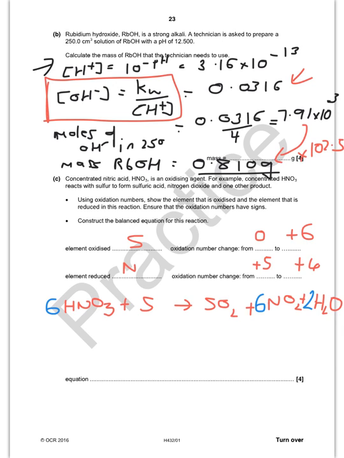Now, because there's one hydroxide in one rubidium hydroxide, that is also going to be the concentration of rubidium hydroxide. So that would be how many moles you would have in 1,000 centimeters cubed, but you only need 250. So if you divide that by 4, you find that you need 7.91 times 10 to the minus 3 moles of rubidium hydroxide, and then times it by 102.5, which is the molar mass of rubidium hydroxide, to find out you need 0.810 grams. And then you're going to balance a redox equation here.